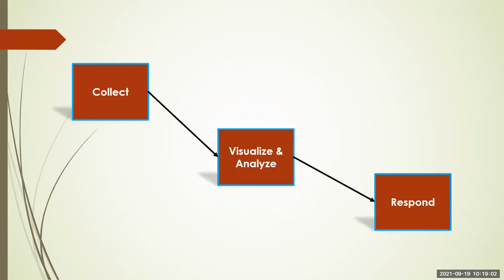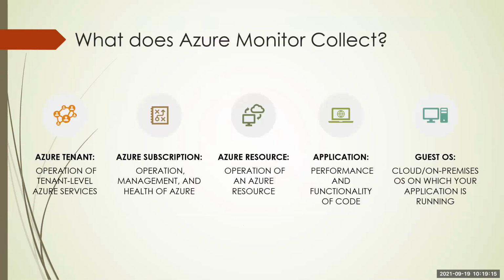So here, three different steps are there. In terms of monitoring: collect the data, visualize and analyze the data, and respond to the alerts that we create. First, we'll see collect. It can collect at tenant level, subscription level, Azure resource level, application level, guest operating system level. These are the capabilities of Azure Monitor to collect the information.